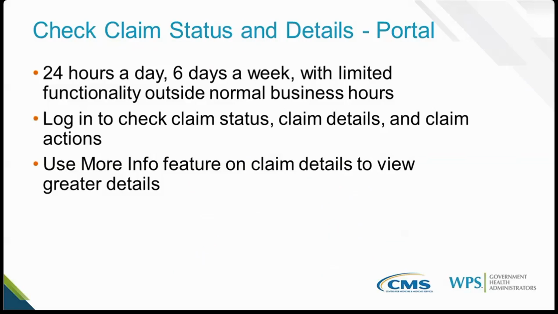Registered users of the portal can also use the portal to check claim status. You can check claim details and view claim actions. And when you're viewing claim details, there is a button labeled More Info that you can click on to view more details about the claim or the claim line. If the claim denied, the details allow you to link to that information. One example would be if the claim denied due to a policy, there will be a link to the policy when you choose to click on that More Info button.